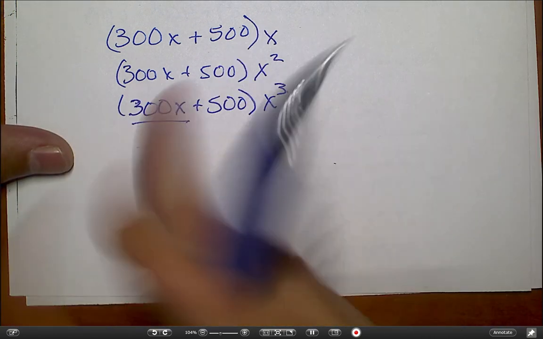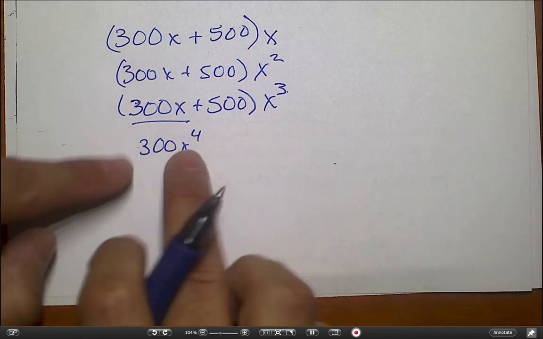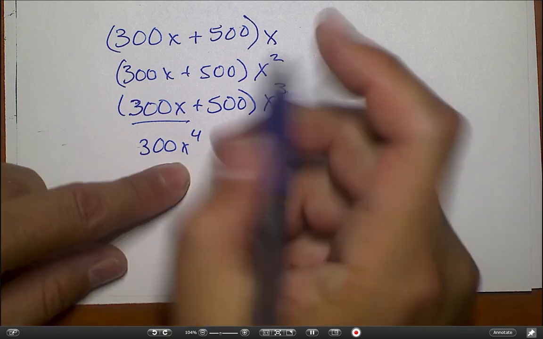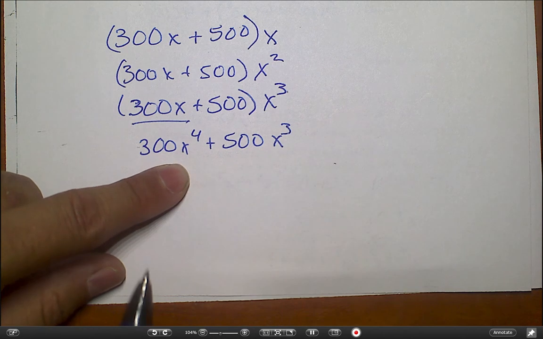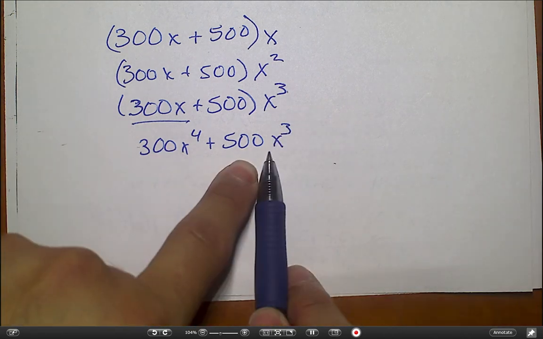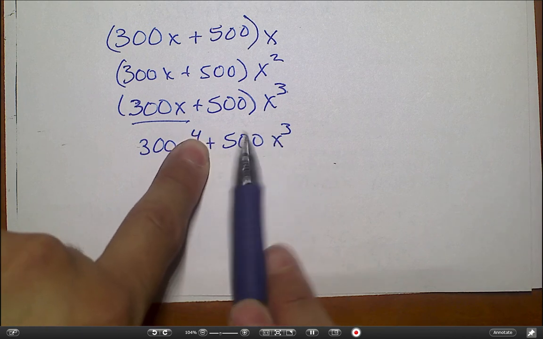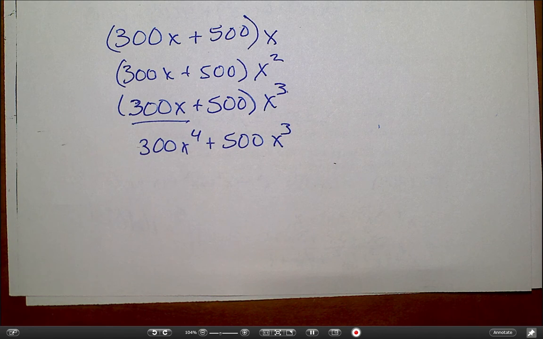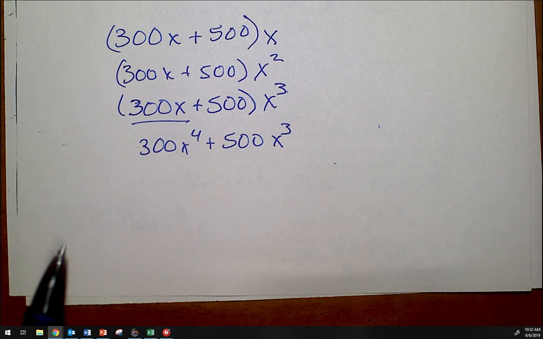So if I were to do this, it's going to be 300x to the 4th, kind of like that. That was my initial investment that kept getting invested from the beginning. And the next one, plus 500x to the 3rd, is only going to be invested after the first year. From there, it's just going to keep compounding. So if I kept doing more and more at the end of each one, that's what we're going to have. So it's going to be better to invest more here because it's going to compound quicker.